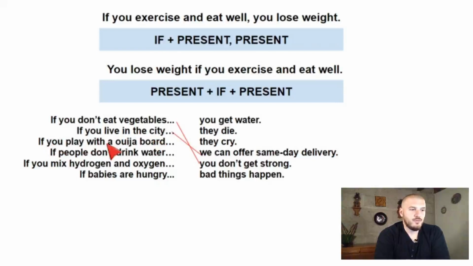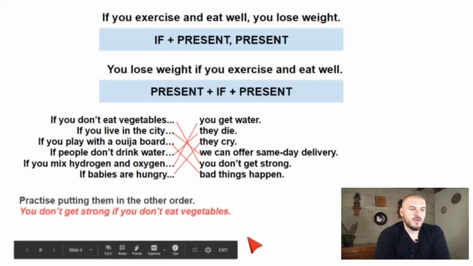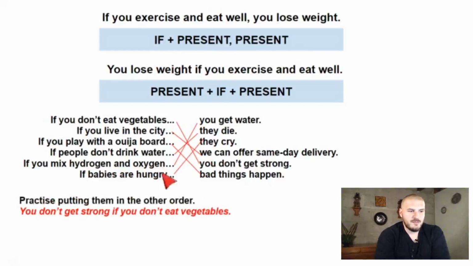If you play with a Ouija board, bad things happen. If people don't drink water, they die. If you mix hydrogen and oxygen, you get water. And if babies are hungry, they cry. Okay, pretty simple. Just do a quick practice. If you want to, you can practice putting them in the other order. So flip them round. Bad things happen if you play with a Ouija board. We can offer same-day delivery if you live in the city.